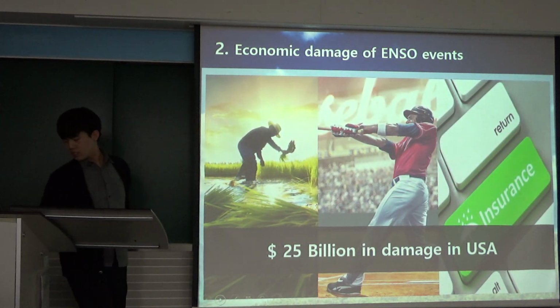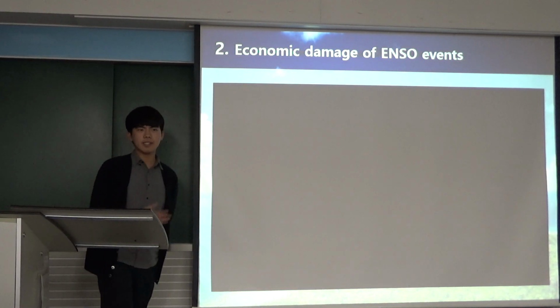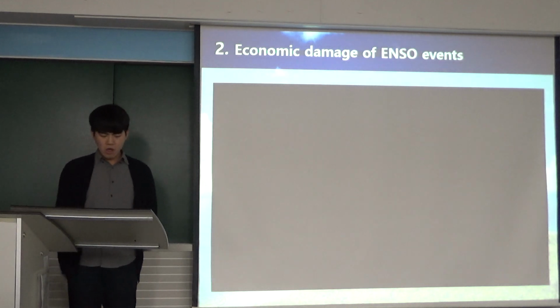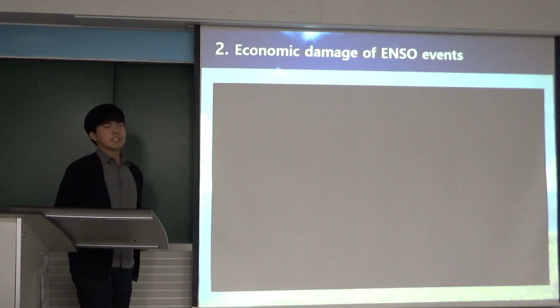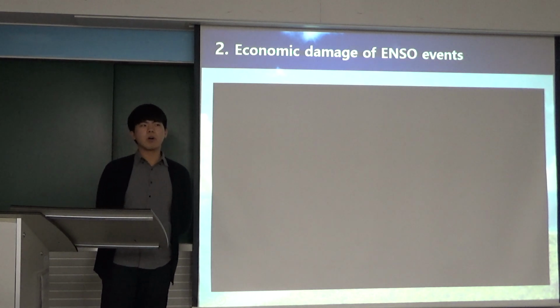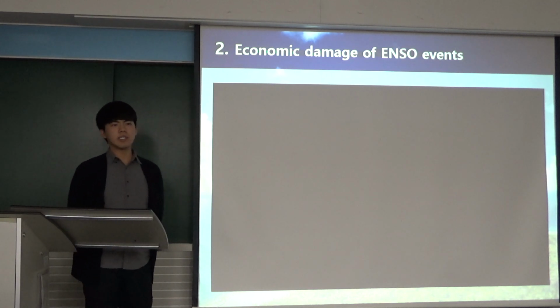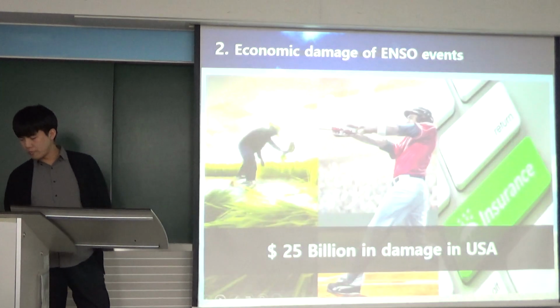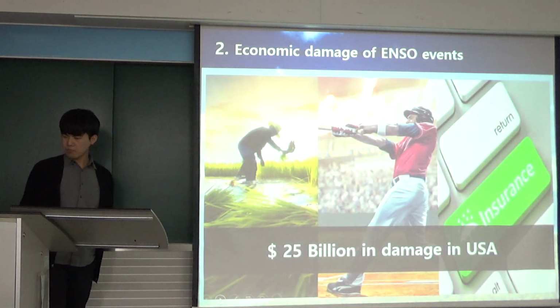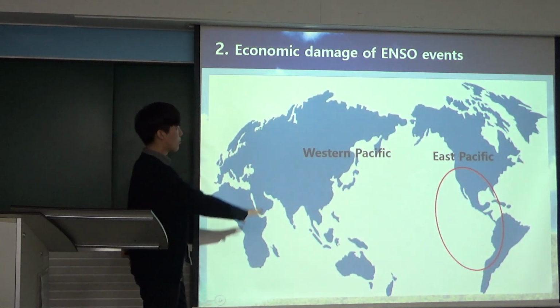This video explains the damage of the biggest El Nino, in 1997 to 1998. The strong El Nino caused $2.6 billion of property losses and $2 billion of crop losses, and $25 billion of overall damage in the USA. You know that El Nino occurs all over the world.